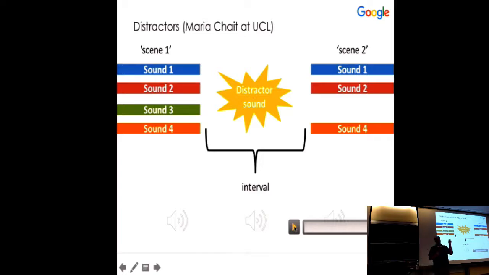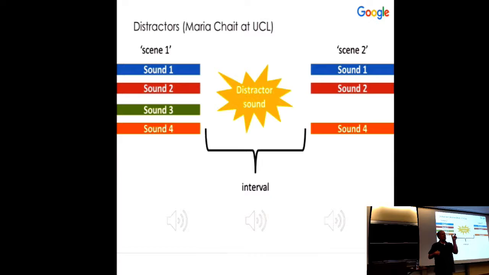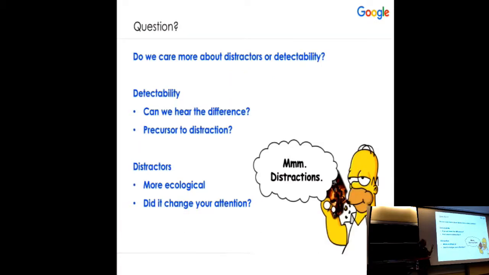And I like this approach because it gets at the basic essence of attention, which is, are you attending or are you being distracted? And I think the jury's out on this, and I'm sure Mooney and I will have vigorous discussions about this later. But I think it's a really important problem, and we need to figure out what's going on. Do we care more about distractions or detectability? And what's the right answer? And we're trying to get to that.